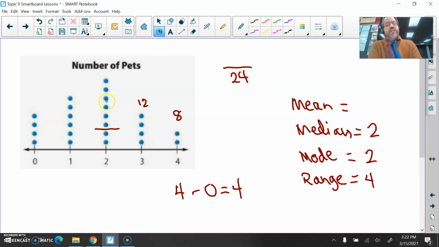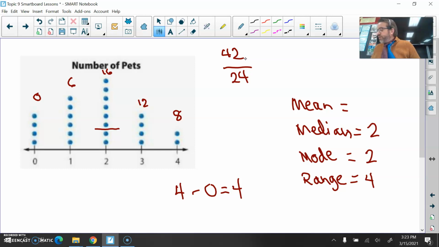2, 4, 6, 8, 10, 12, 14, 16. I could have taken 2 times 8 since there are 8 numbers in this stack. These students all said they have 1 pet, so 1, 2, 3, 4, 5, 6 here. And then we have a bunch of zeros here, which added up would be 0. If you add these together, 8 and 12 is 20, plus 16 is 36, plus 6 is 42. So the total number of pets for this class, collectively they have 42 pets, divided by the 24 students in that class. So I'm going to divide 42 by 24.